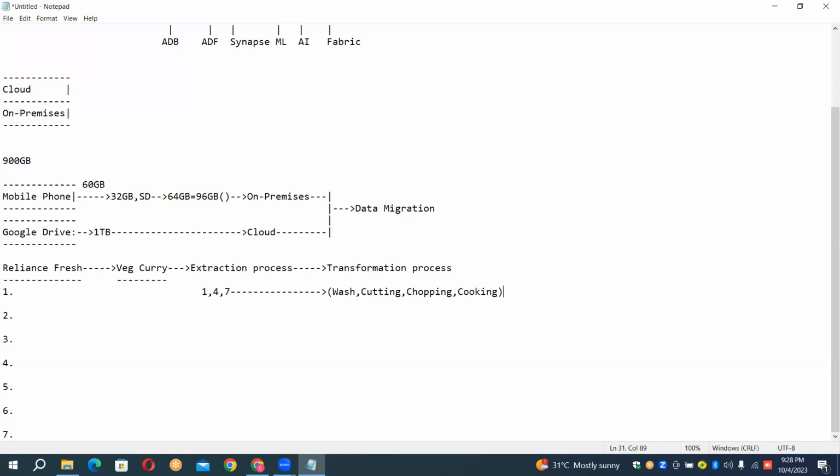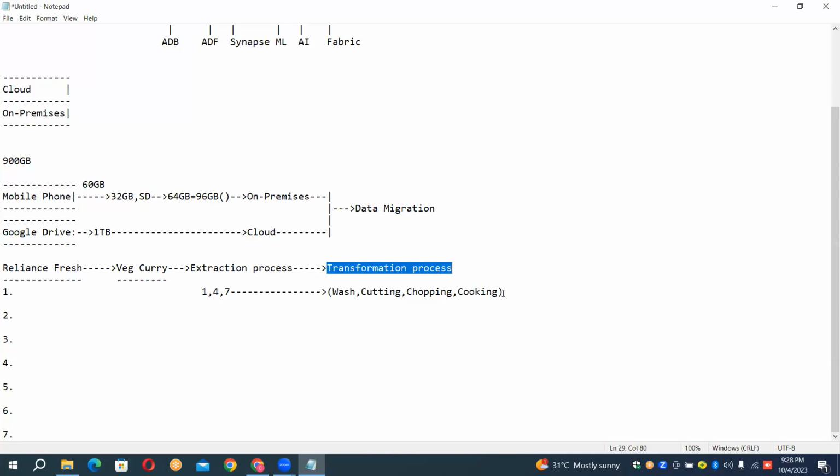Cooking is the process where you convert the raw vegetables into the edible form. Am I right? You will convert the raw vegetables to the edible form. So hence, this is called the process of what? Transformation. Where in the process of transformation, you change the structure as per the requirement.